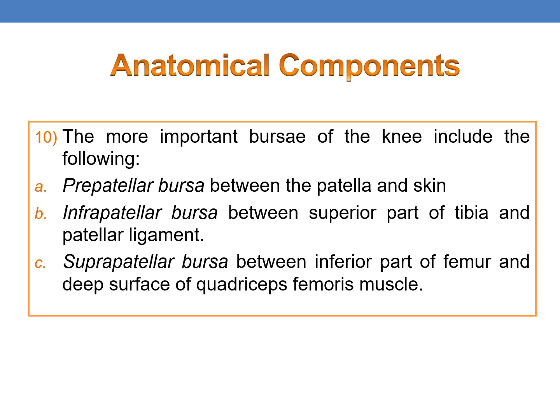The next anatomical component is the bursae. The more important bursae of the knee include the following. Prepatellar bursa, between patella and skin. Infrapatellar bursa, between superior part of tibia and patellar ligament. And suprapatellar bursa, between inferior part of femur and deep surface of the quadriceps femoris muscle.